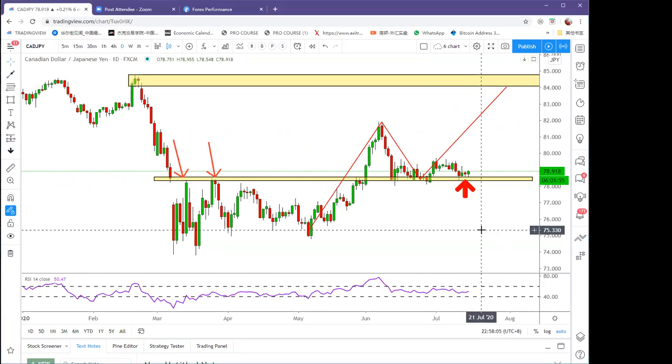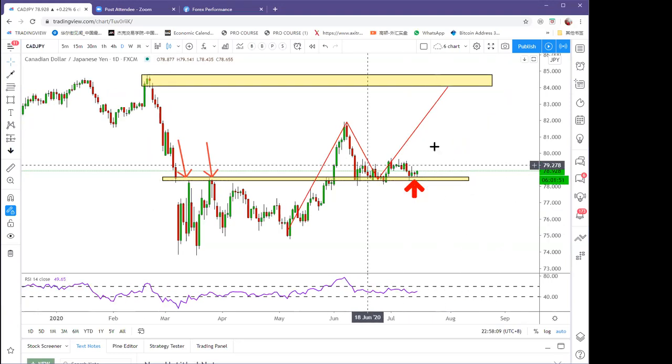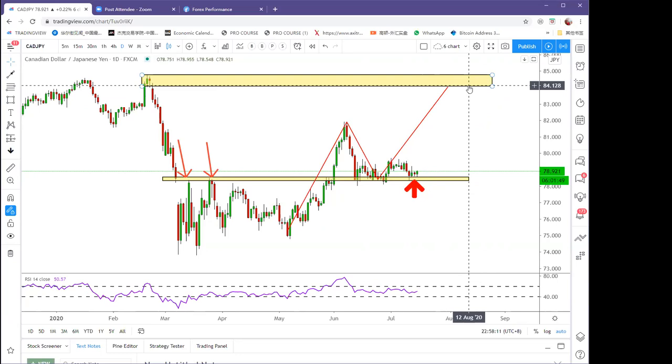Not yet a very good pair to trade, but you will benefit from the Canadian dollar's appreciation, and sometimes if the yen is weak, you can also enjoy the return from the drop of the yen.